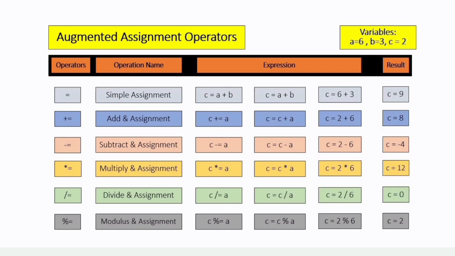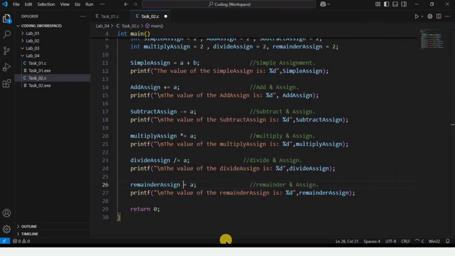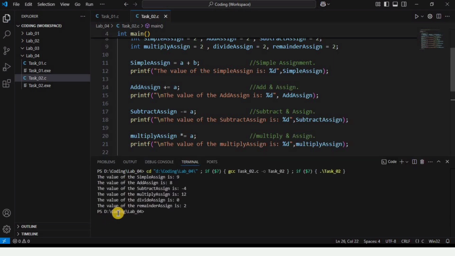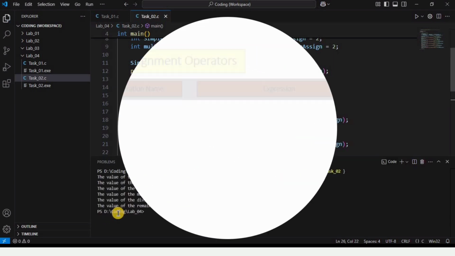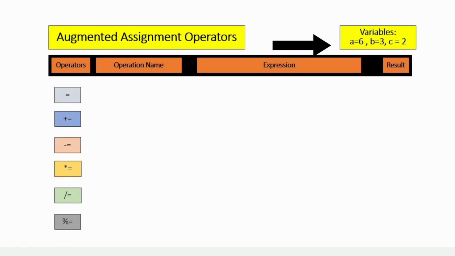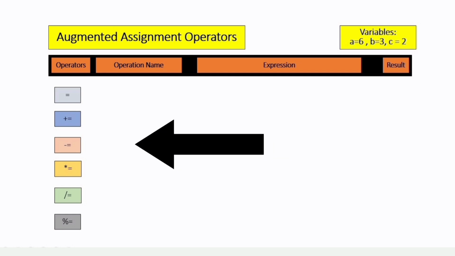Hi guys, and welcome to this C tutorial on augmented assignment operators, in which first we will learn the concept of these operators and then we will write the code for these operators and test the results as well. So let's begin. These are the variables A, B and C along with the given values which we will be using in this tutorial. And this is the list of augmented assignment operators that we will learn in this tutorial.